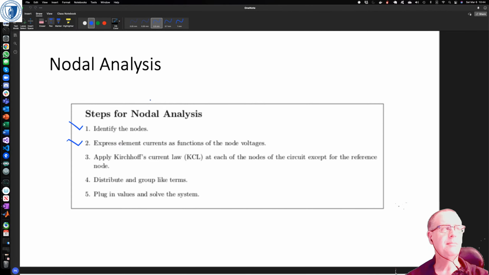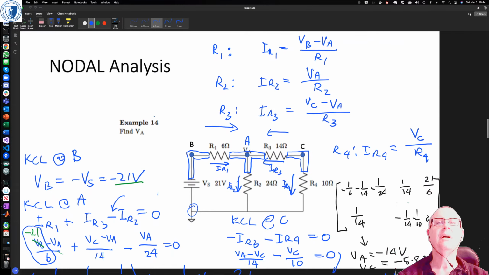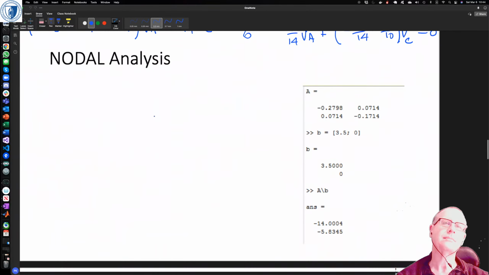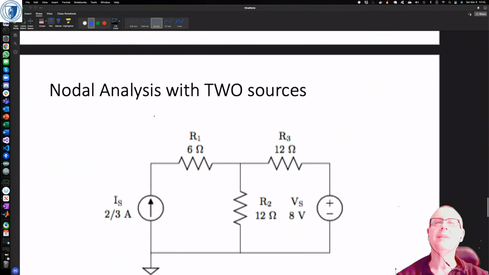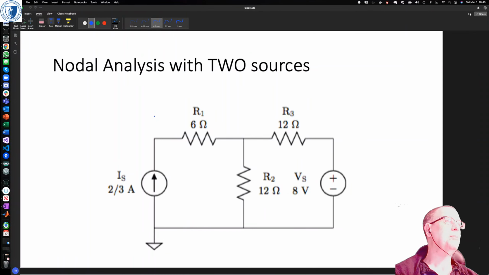Okay, that's pretty straightforward. I'm not going to solve any of these ones, but you can see the node voltages. What I am going to do is have a look at some of these other ones, and I'm just going to go through examples.